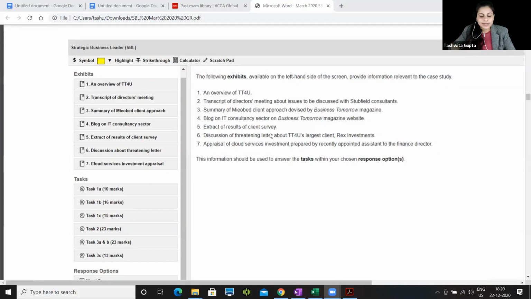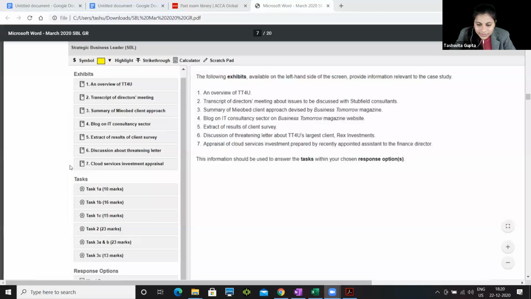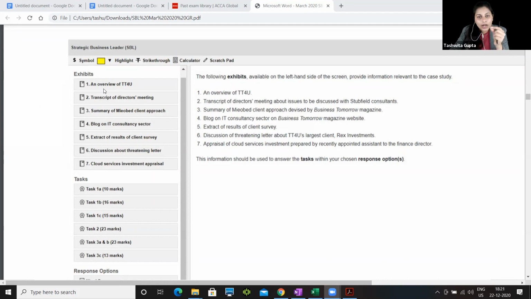Then under those requirements, as and when I read the exhibits which you can see here, I will copy the line from that particular exhibit and paste it in the response option under that particular requirement. So it might seem confusing to you as of now, but when we solve a mock exam on the computer-based platform, you will get clarity about how to solve questions on it and how to utilize the available time and tactics to the utmost.